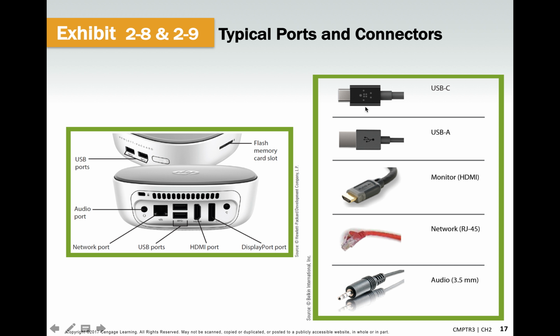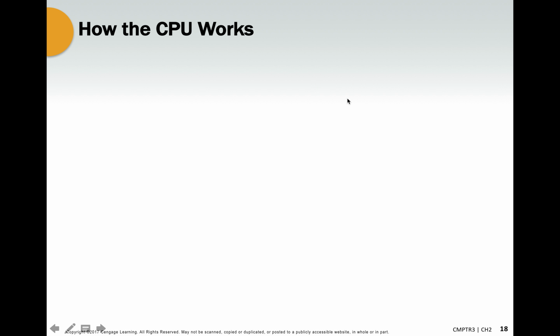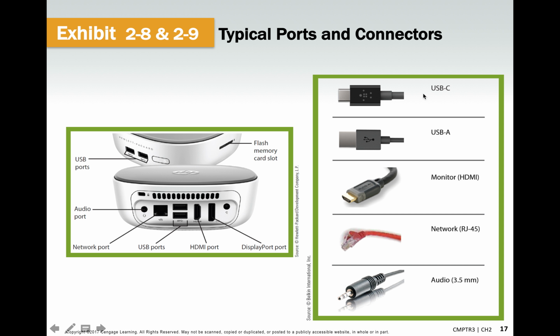So this is an example. This is the new USB-C type of port. This is a USB-A, which is the existing one that everybody uses right now. We have the HDMI monitor port. Then this is our network RJ45 or Ethernet cable. Then we have your aux cable, right? A lot of people use this for audio.